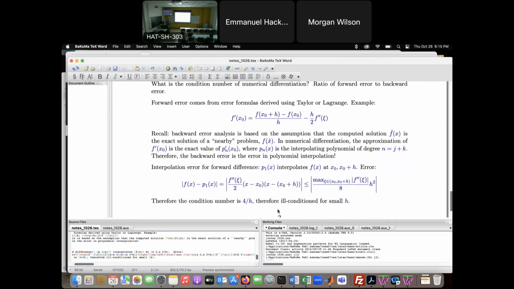Why is that not good? What? I'm sorry, I totally cannot hear you. If you have a denominator of 0. Yeah, because h is meant to be small. Yeah, so h is converging to 0. So for small h, which is what you normally use these finite difference formulas for, the problem of numerical differentiation is ill-conditioned.